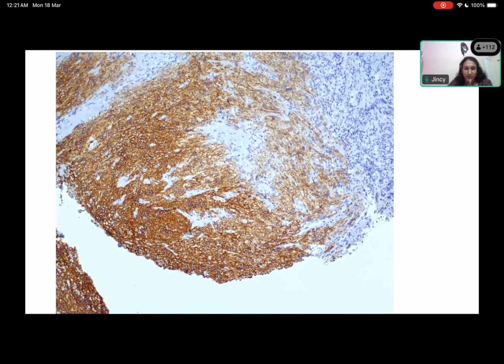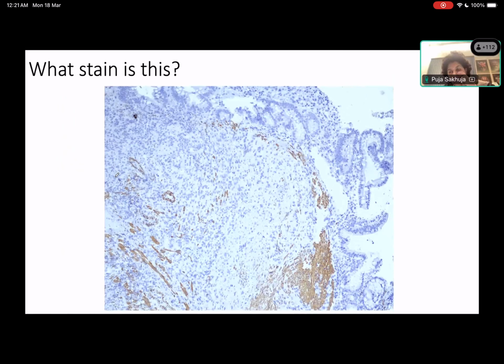The staining is in different areas, okay? So what do you think this stain is? Now tell me, what is this stain? Someone said SMA, S100. Okay, so first let's go to SMA. Why do you think this is SMA? Ma'am, there is an answer in the chat box by Sanober, CD34. Okay, so actually this is not CD34, this is SMA. Okay, now I'll tell you why. Does anyone want to tell me why?